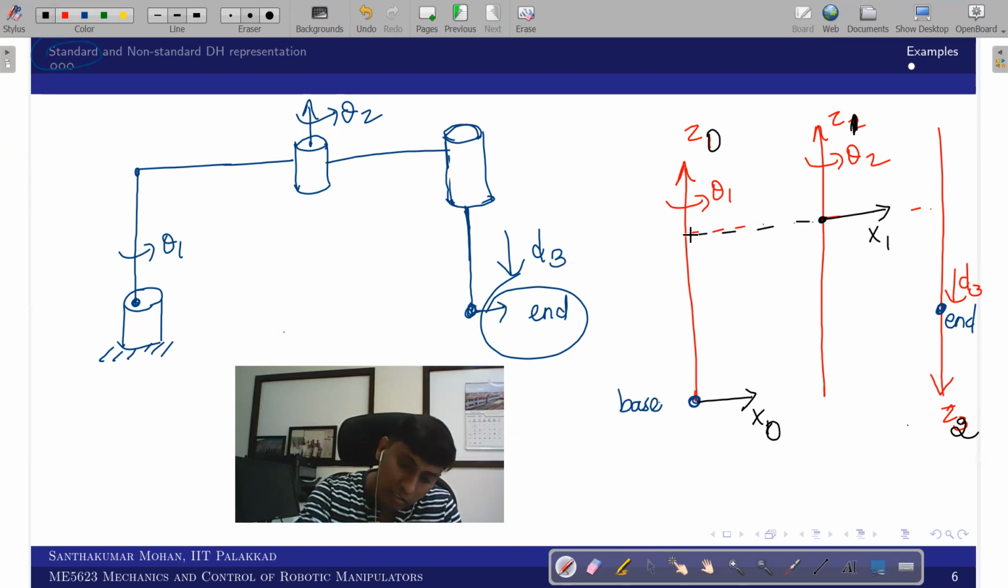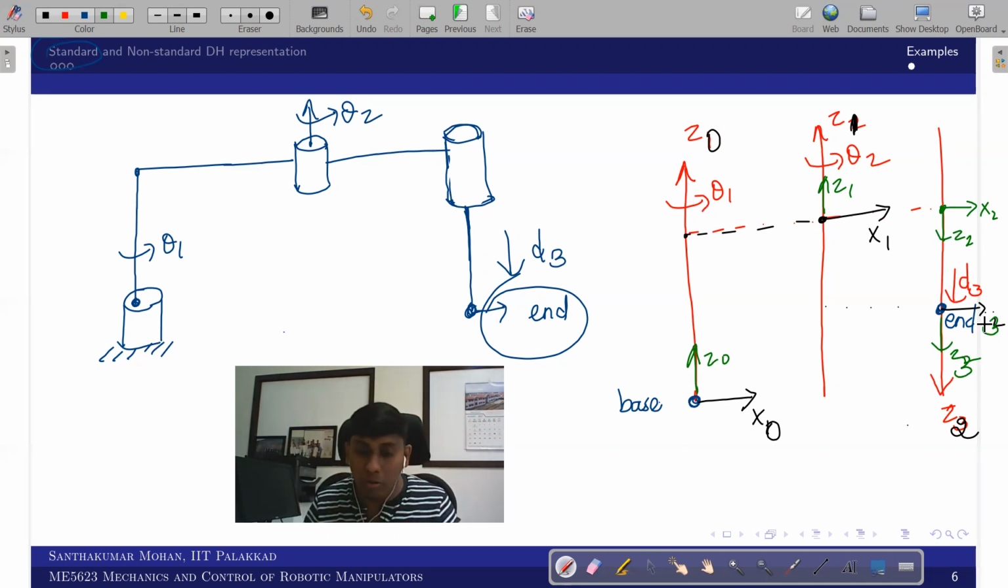Where these two intersect, this is the point where we can see the distance. Now x2 I can write, where this intersects, this is the distance. Physically what we are seeing is z0 here, z1 here and z2 here. This is one way. The other way around, you can write x2 and z2, and this I can write as z3, which is the end, x3. Like that also I can write.